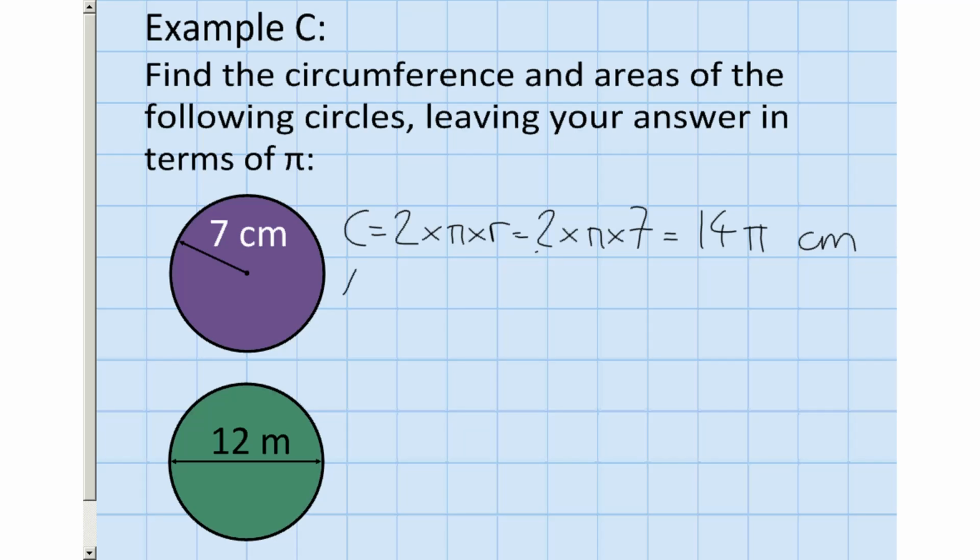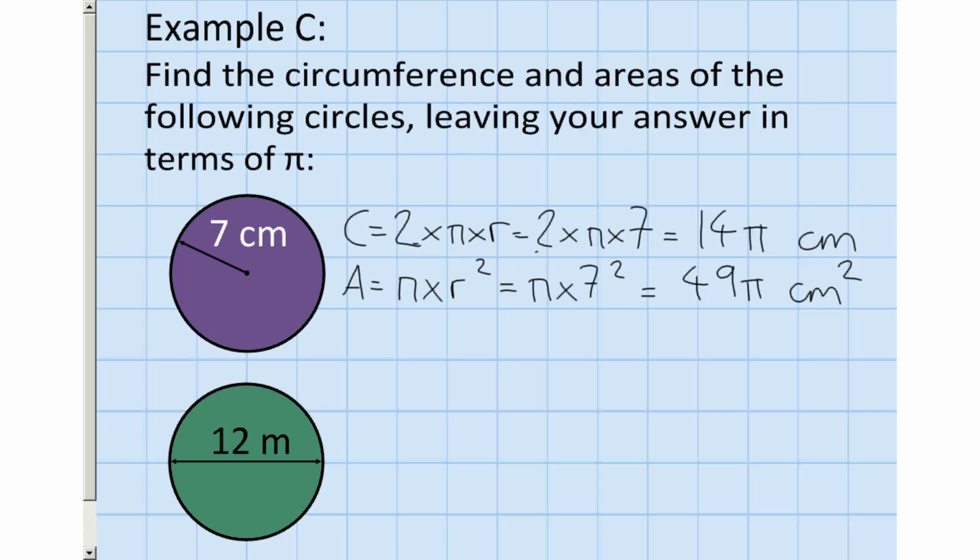For the area, it's pi times r squared. Whoops. So pi times r squared. So that's pi times the radius, 7, squared. And 7 squared is 49. 7 times 7 is 49. So we'll have pi times 49, which we can just leave in exact form. We say it's 49 pi centimeters squared. Okay.